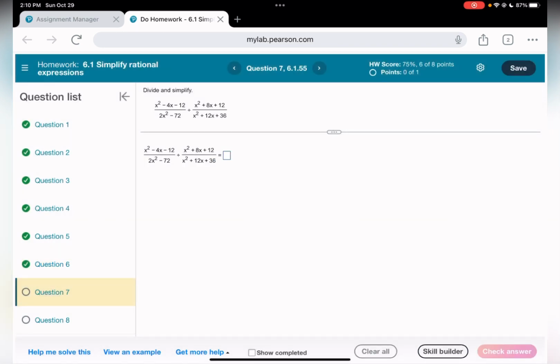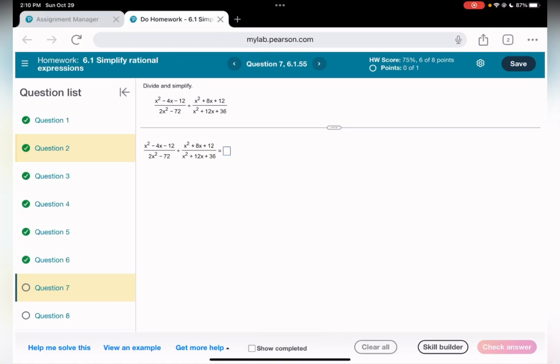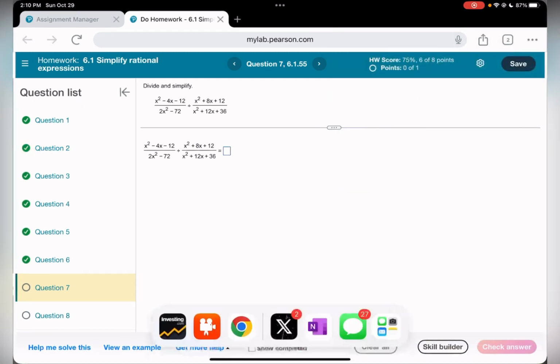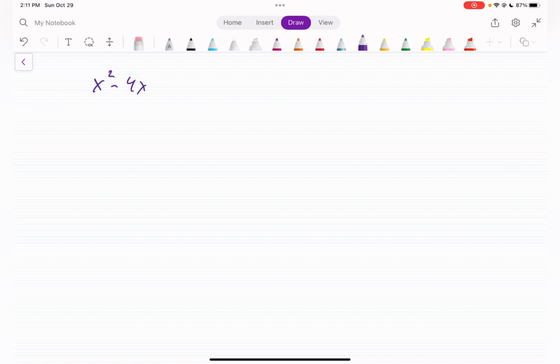Fantastic. Question number 7. Let me take a picture of it. This is going to be something similar. X squared minus 4x minus 12 over 2x squared minus 72, times, or division. I believe it's division. Okay.